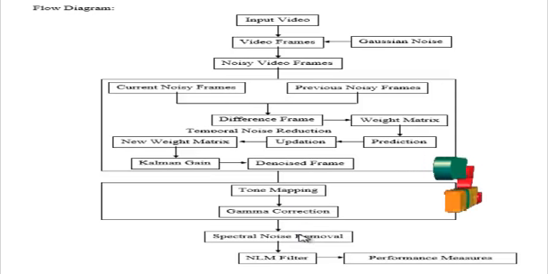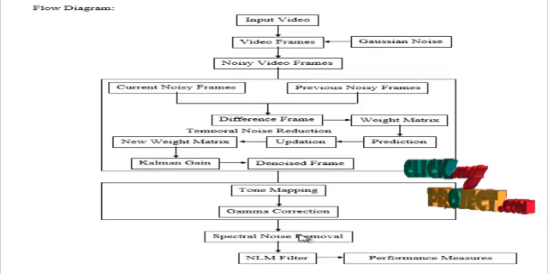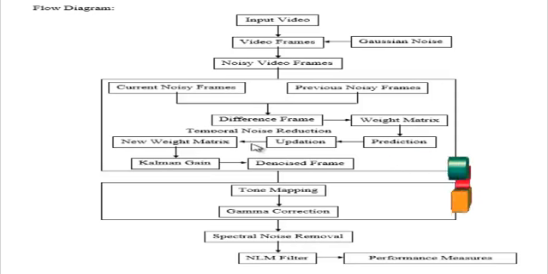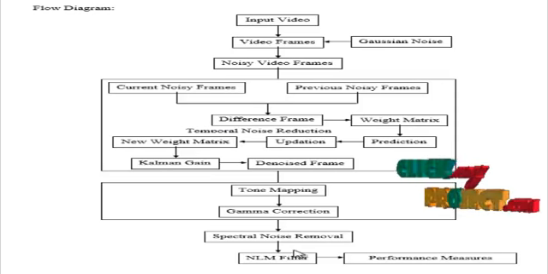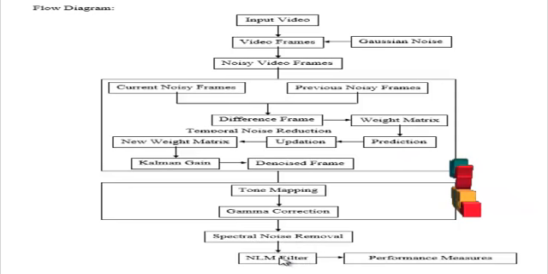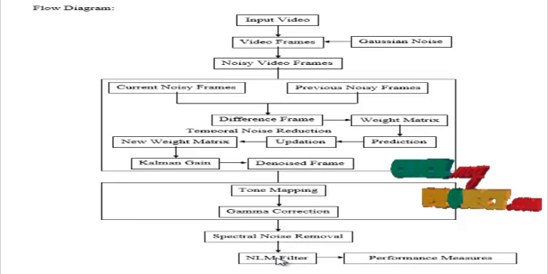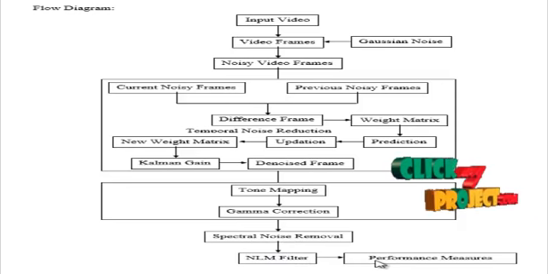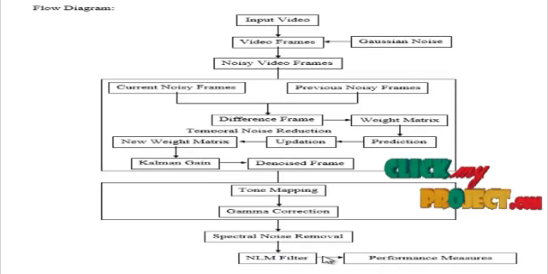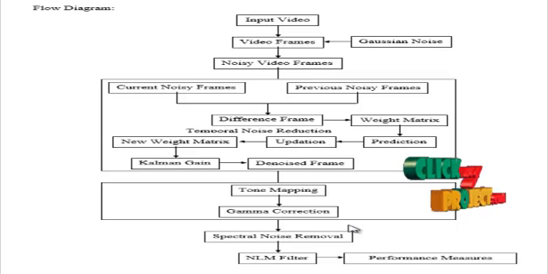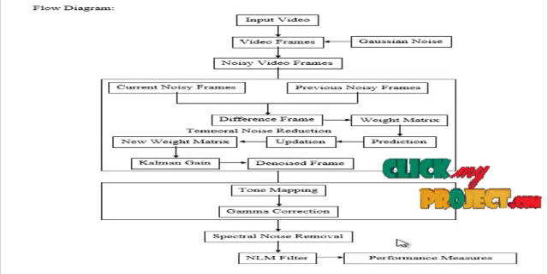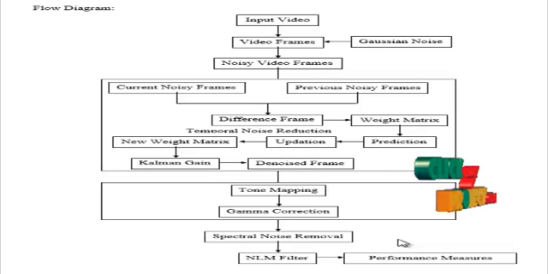Finally, we move on to the spectral noise removal process. In the spectral noise removal process, the NLM filter is used. So for temporal noise reduction, the Kalman filter is used, and for spectral noise removal, the NLM filter is used. After filtering, the video frames will be exactly denoised, and finally we measure the performances by comparing the denoised video frames and the input video frames based on the PSNR value and the other performance metrics.